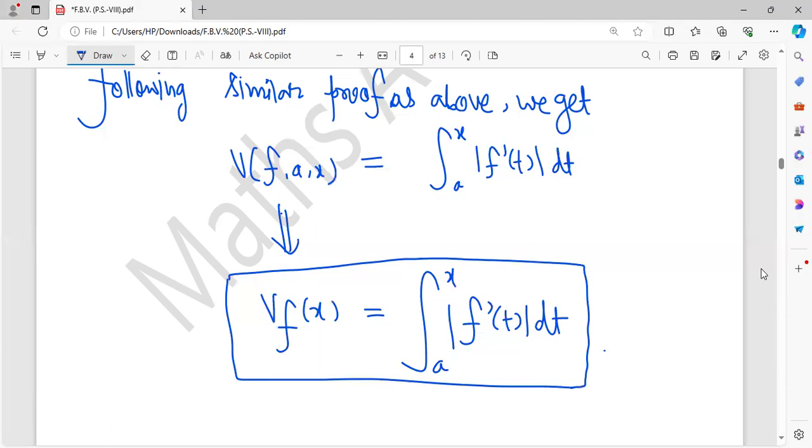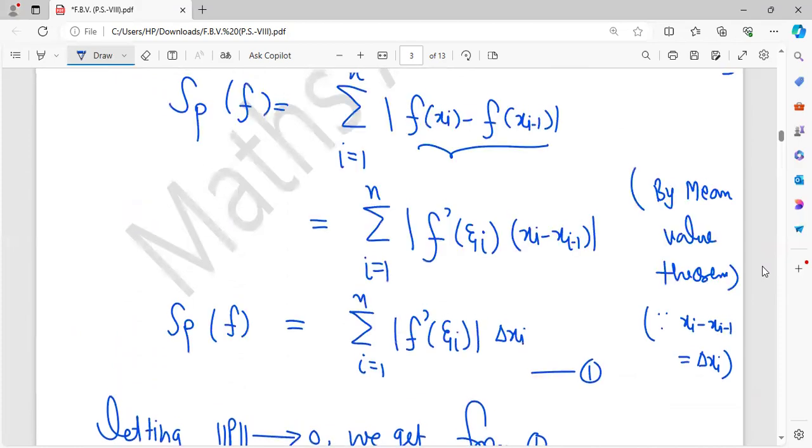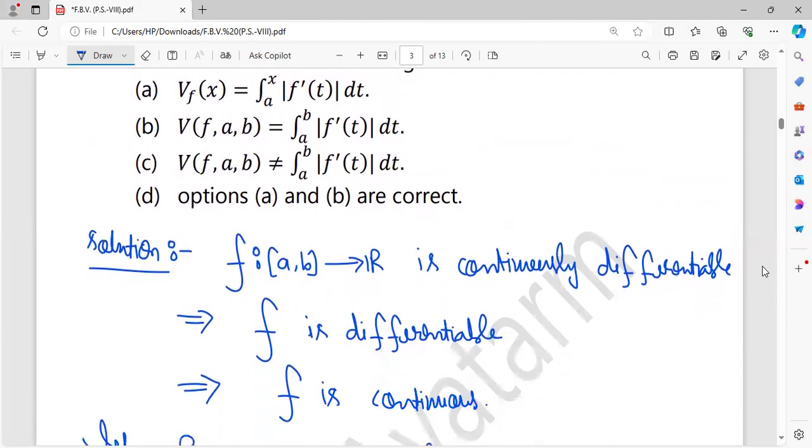So which options are correct? Let's see. The first option is correct and the B option is correct. C option is not correct. So options A and B are correct, so option D is correct.